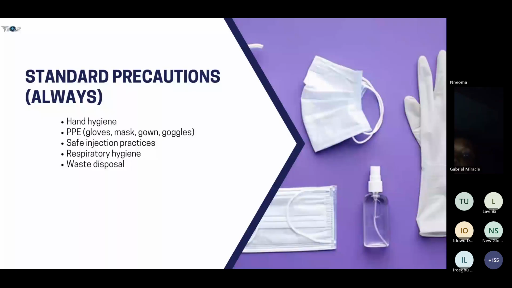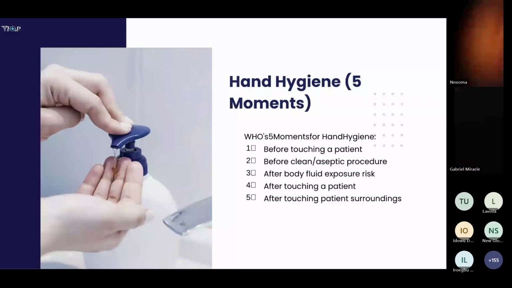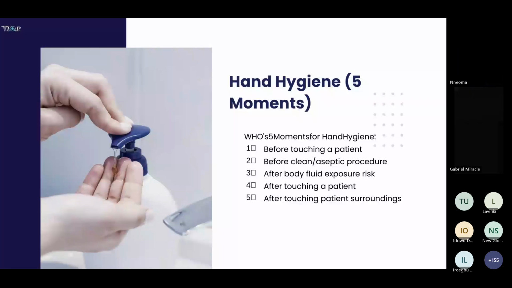Now, according to WHO, there are 5 moments for hand hygiene. Number one, before touching a patient. Let's say you are in a critical scenario, before touching anyone, please wash your hands so that you do not transfer, because there are some opportunistic bacteria that live on our hands. The moment they enter a wound, they become fatal to the person they are introduced into. One, before touching a patient. Two, before a clean and aseptic procedure. Three, after body fluid exposure risk. Four, after touching a patient. And five, after touching the patient's surroundings.